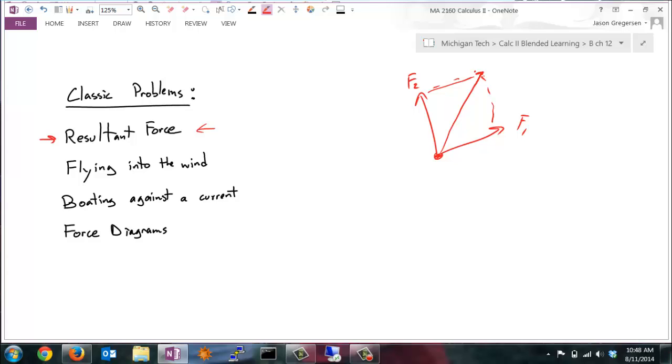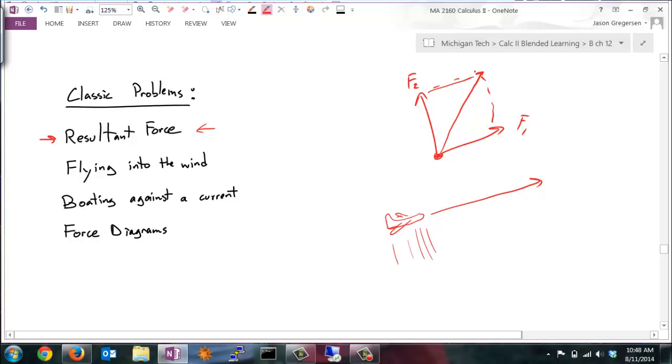So we do problems like flying into the wind. We have a plane. That is one sweet plane, right? And it's flying. Its engines are applying a force that's causing it to travel in this direction. But there's a crosswind. The wind is blowing, right? And it's forcing the plane that direction. It's pushing the plane in that direction. It's applying a force. Probably much smaller, hopefully, than the force of the engine, but it's applying a force.